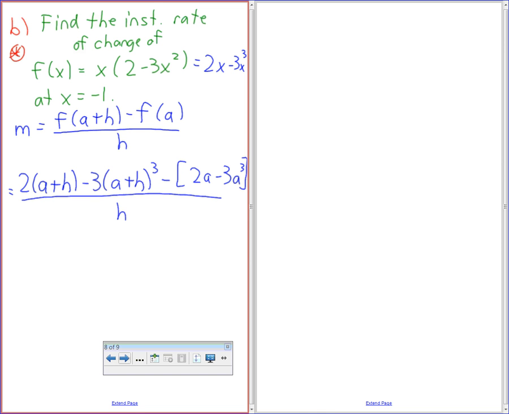So what I did was I used this as my f of x here. So everywhere I saw an x, I changed it to a plus h. Okay, so I did 2x is now 2 times (a plus h). 3x cubed is now 3 times (a plus h) cubed.